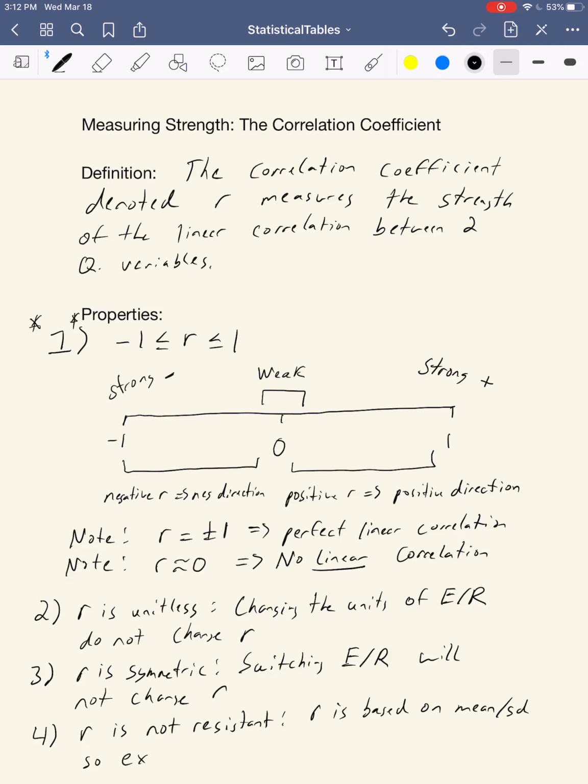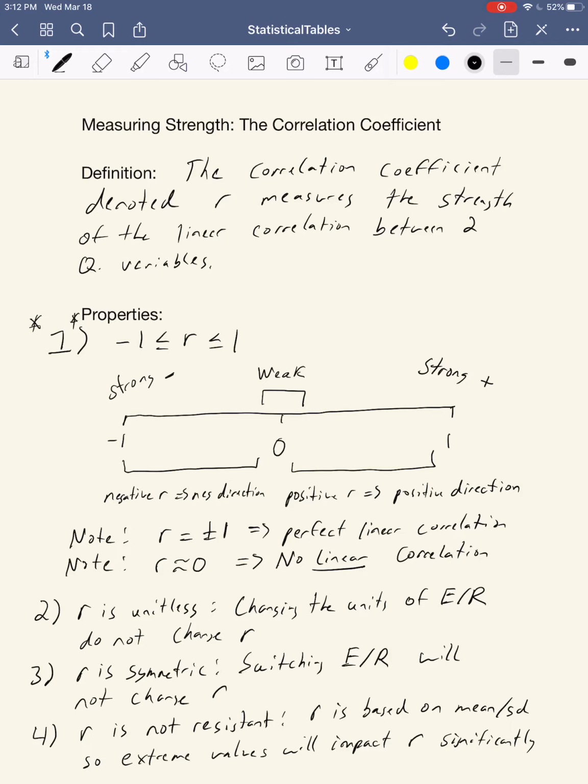So extreme values will impact R significantly. So if you guys remember back to our discussion of mean and median and things like that, we talked about this concept of resistance. Some statistical measures are resistant, meaning that they are not greatly impacted by extreme values, and other measures are not resistant, which means that they are impacted by extreme values.